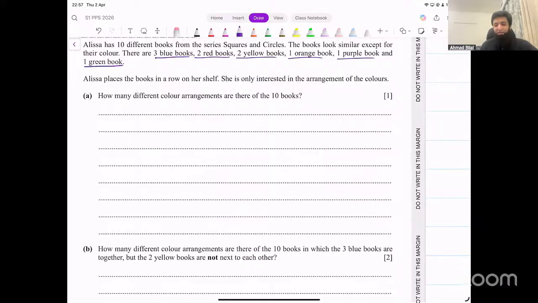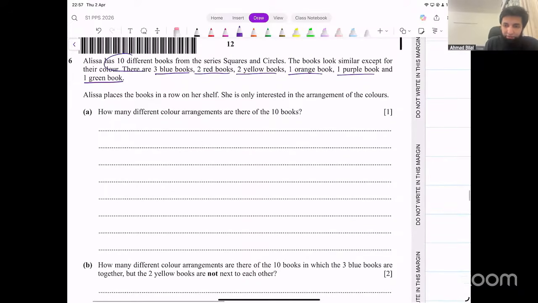She's only interested in the arrangement of the colors. She does not have anything to do with whatever is inside those books. She wants to arrange them using colors. How many different color arrangements are there of the 10 books? What do you think? How many color arrangements are there? 10 factorial?